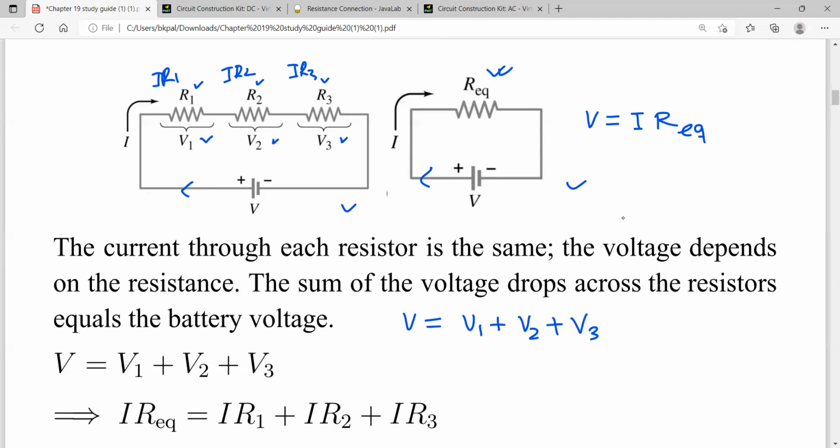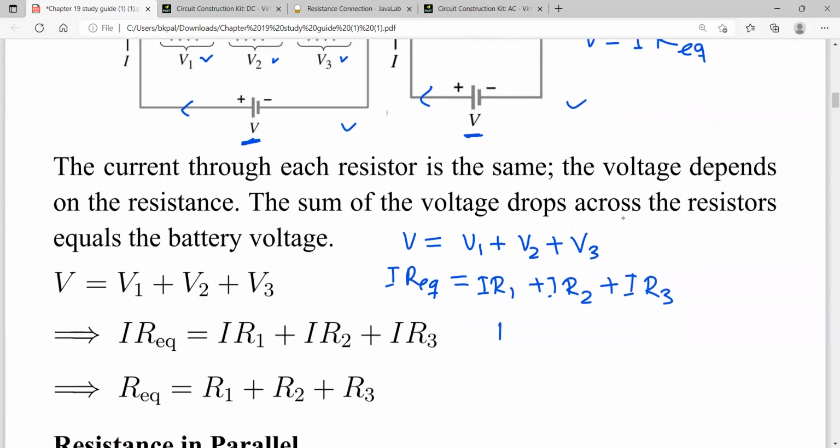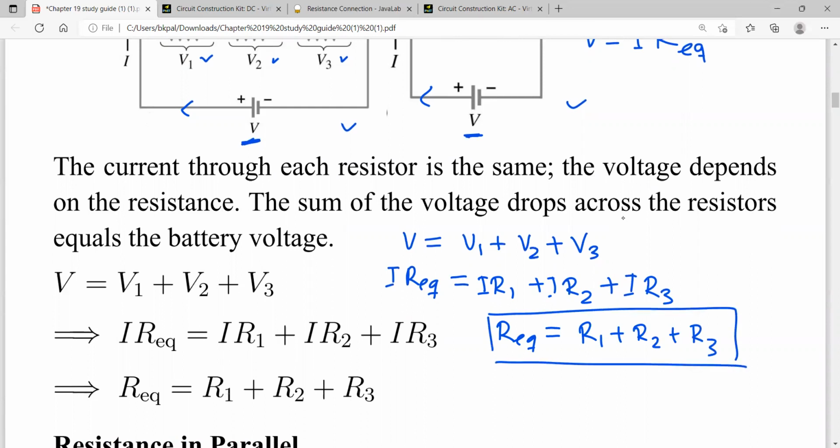Now the left-hand V is equal to I Req, because this V and that V are the same. So I can write I Req, and V1 is IR1, V2 is IR2, and V3 is IR3. So it tells us that when the resistances are connected in series, the equivalent resistance is basically the sum of all the resistances. So this is for the series resistances.